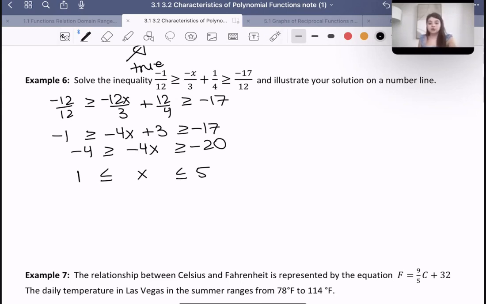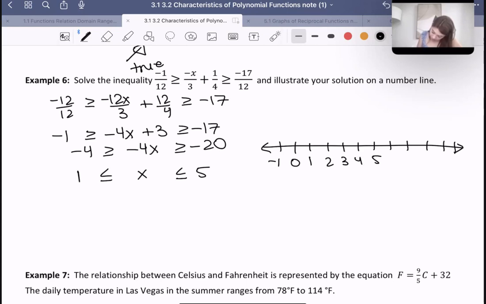So now we've solved the inequality, and it says to illustrate our solution on a number line. So I'm just going to draw a number line like this. And let's say here's our 0, 1, 2, 3, 4, 5, 6, 7, 8, 9, 10. And our solution is everything from 1 up to 5, like that. And there we go.